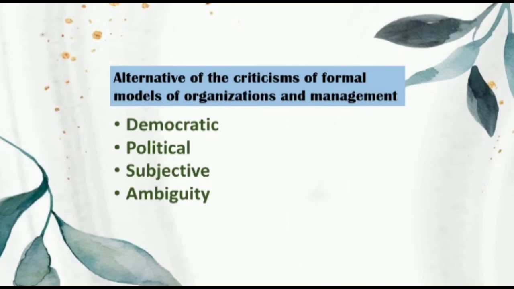The third is subjective models. Subjective models deny the existence of organizational goals, emphasizing the significance of individual purpose and aims. And the last is ambiguity. Ambiguity models emphasize uncertainty and unpredictability. No model fully accounts for organizational structure and management processes.